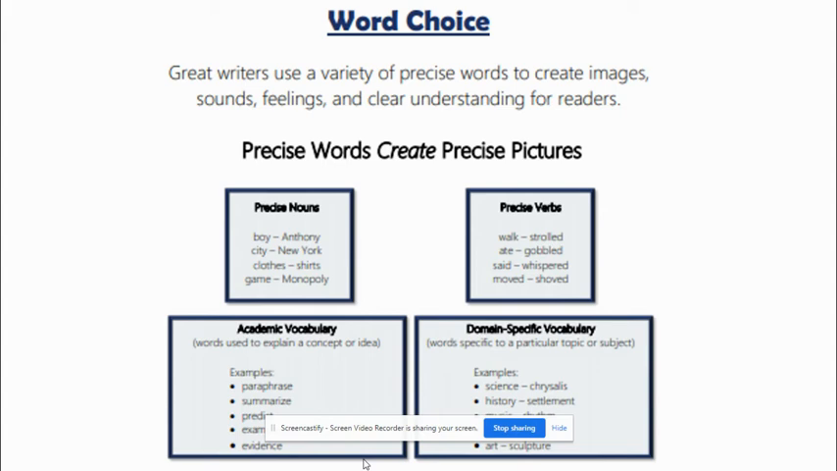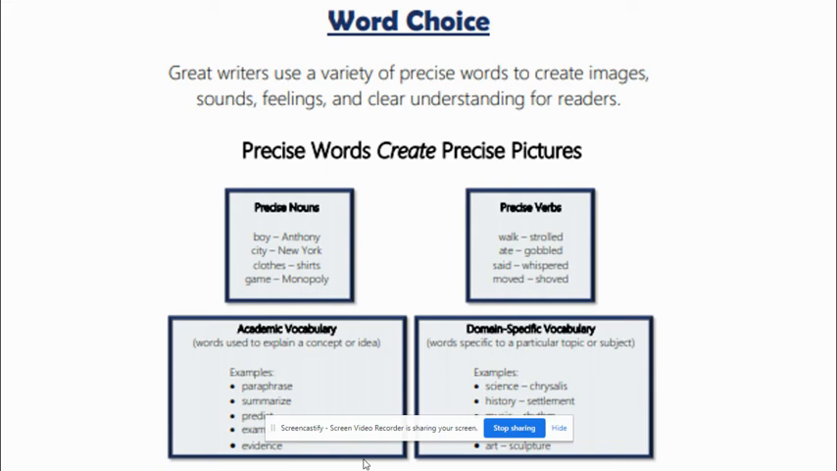Verbs, the action. Instead of just saying walked, he strolled. Instead of ate, he gobbled. Instead of the word said, whispered. Instead of the word moved, he shoved it out of the way.